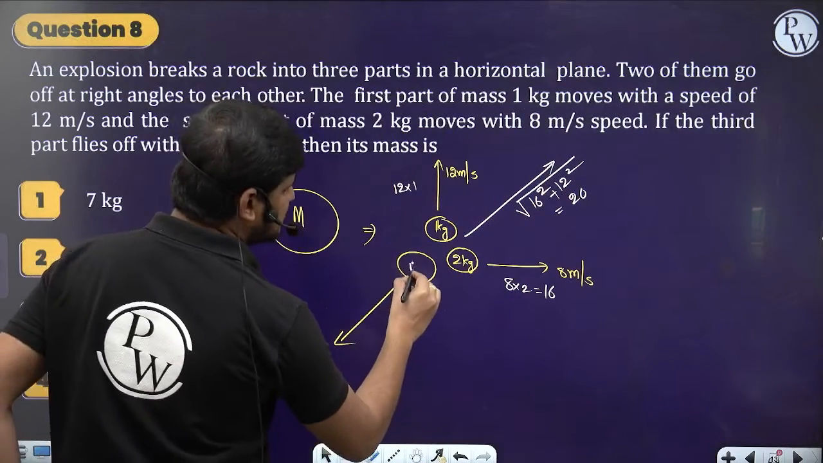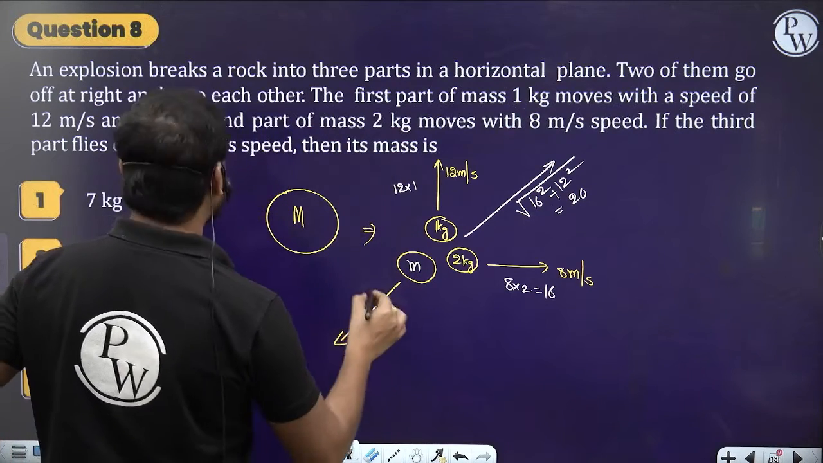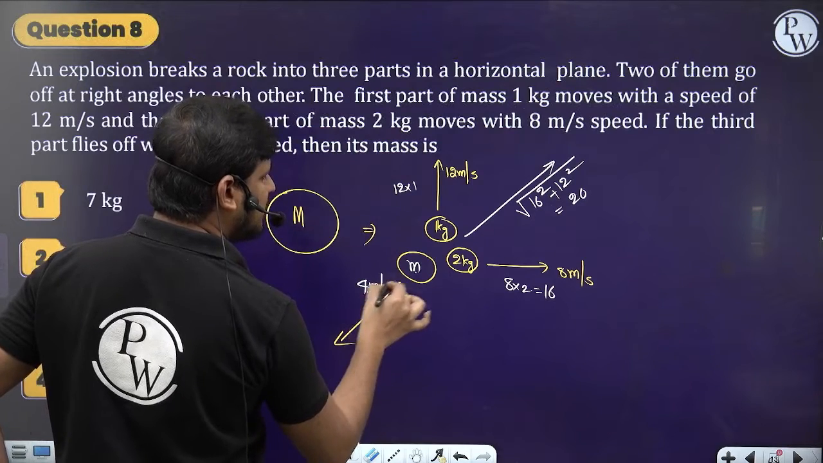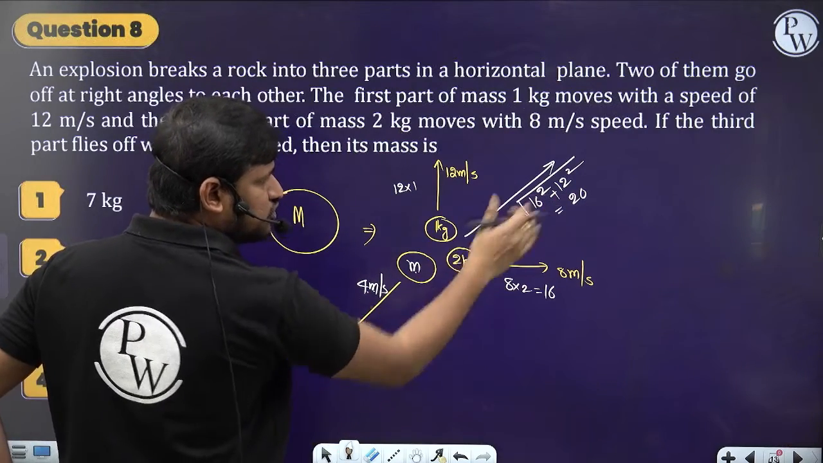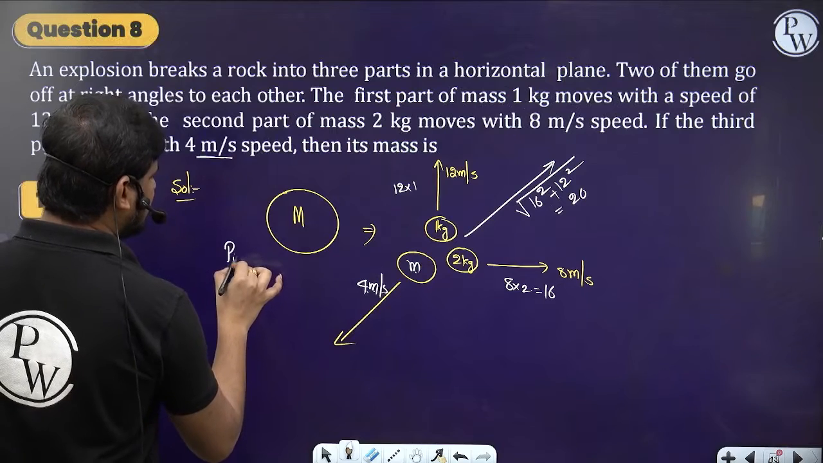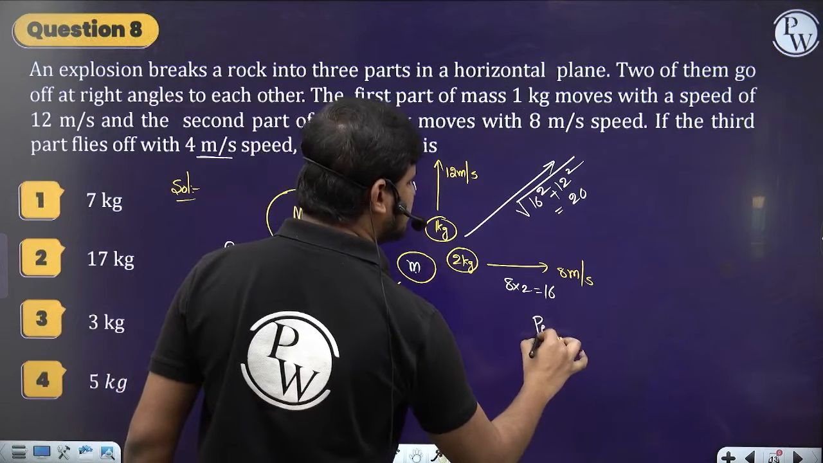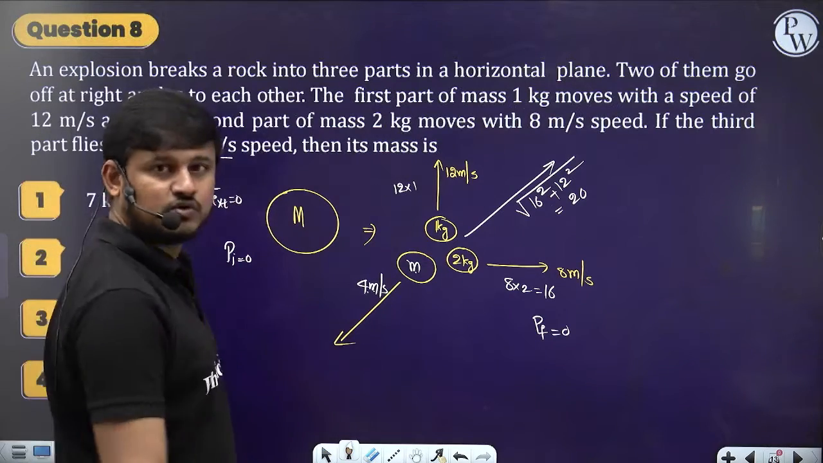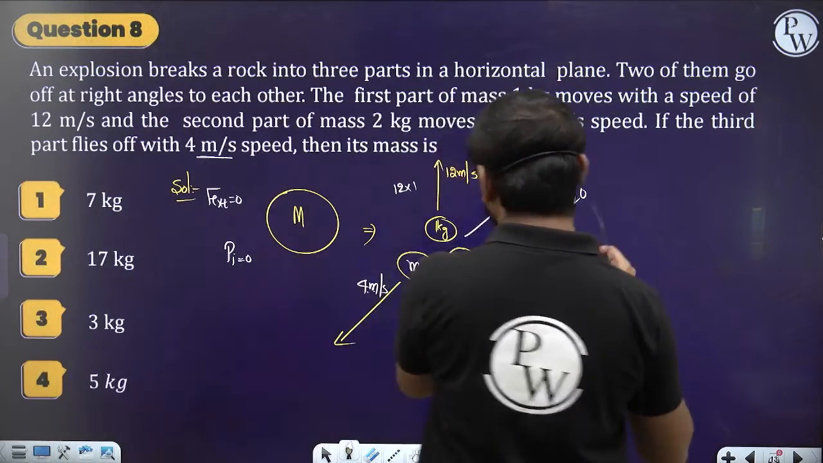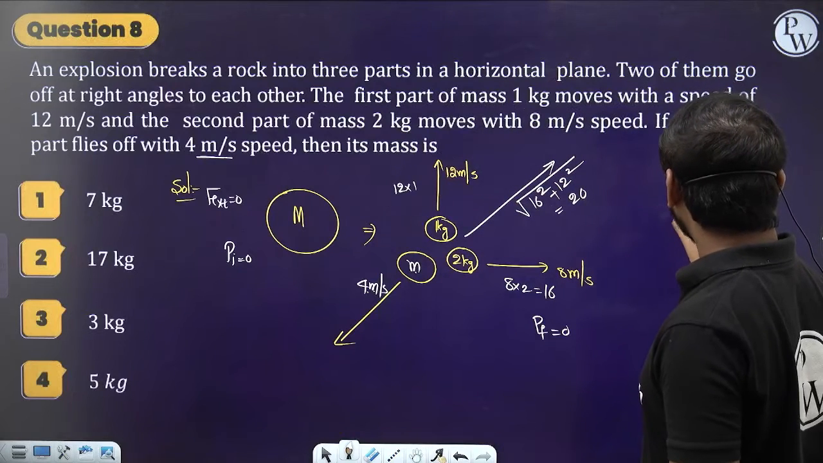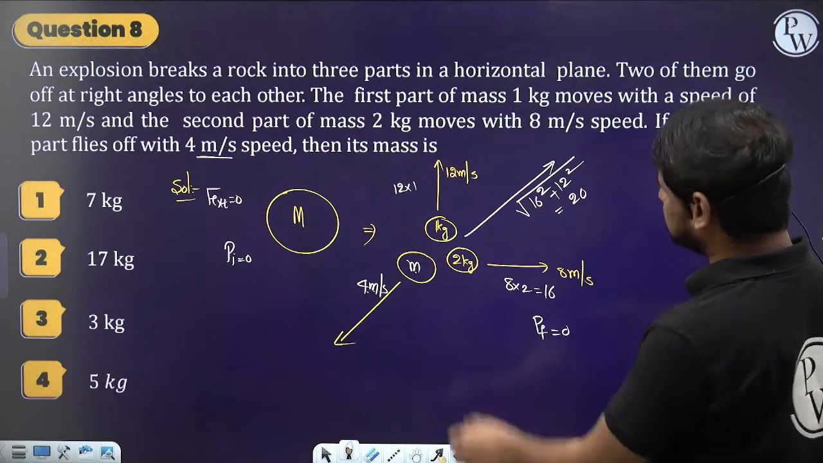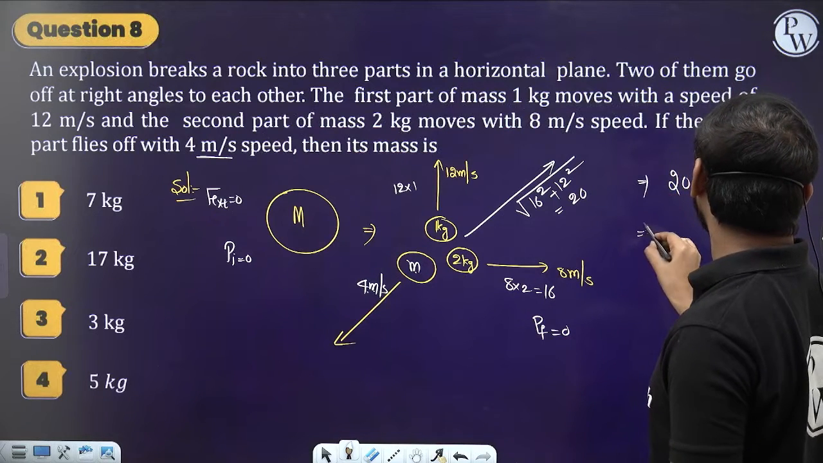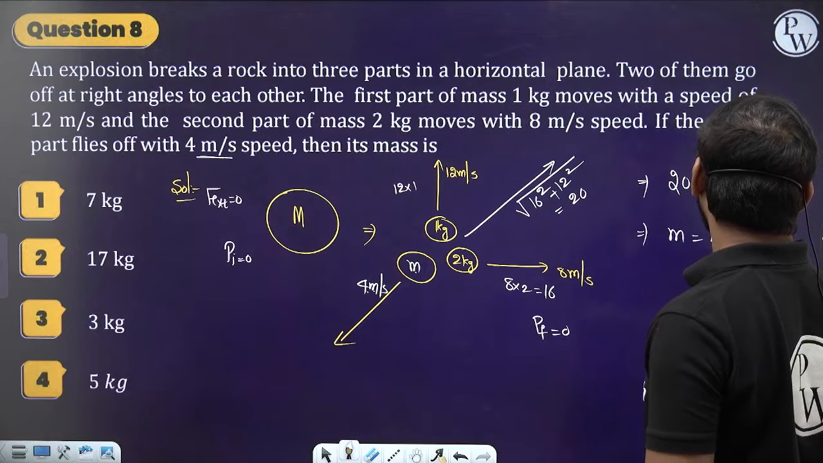Now its mass we don't know, we have to find, and its velocity is given as 4 meter per second. We know that its momentum and the net momentum of these two should be equal, because the initial momentum of the system is 0, so the final momentum of the system should be 0, because there are no external forces acting on the body. F external is 0, right? So the net momentum of these two is 20, which must equal its mass into the velocity 4. So from here the mass is 20 by 4, 5 kg.